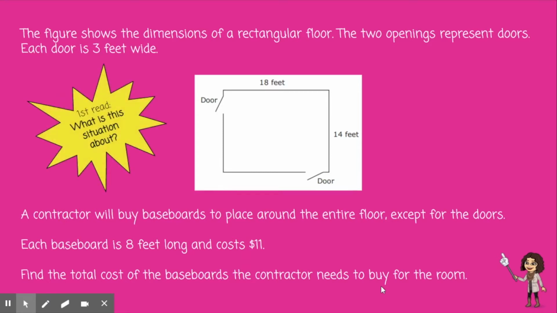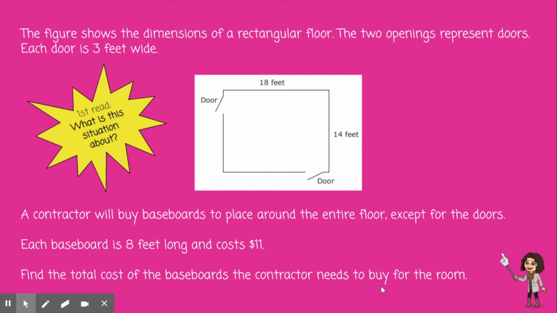So for the first read, I'm going to read it to you. And as I'm doing that, I want you to think about, what is this situation about? The figure shows the dimensions of a rectangular floor. The 2 openings represent doors. Each door is 3 feet wide. A contractor will buy baseboards to place around the entire floor, except for the doors. Each baseboard is 8 feet long and costs $11. Find the total cost of the baseboards the contractor will need to buy for the room.